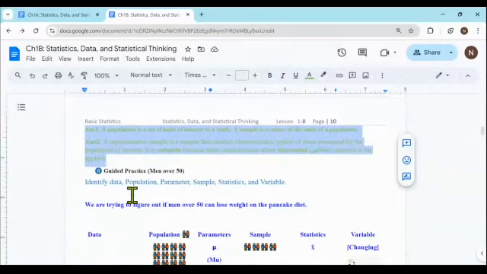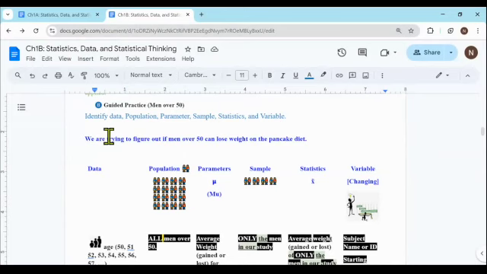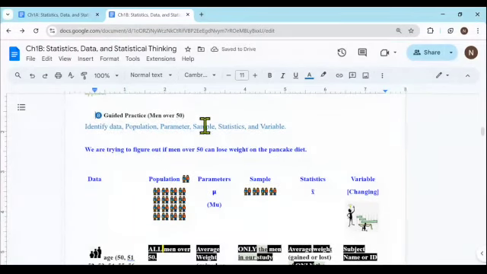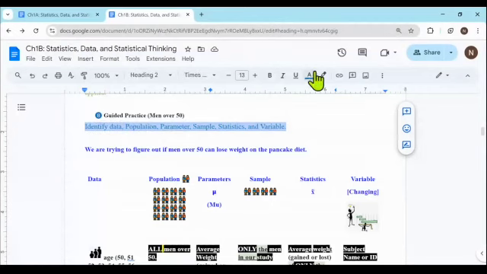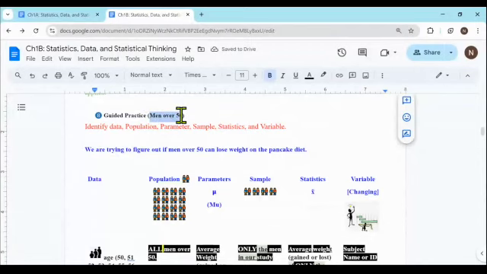Here is a guided practice. Let's start now. Here it says identify data, population, parameters, sample, statistics, and variable. This one is for men over 50. We are trying to figure out if men over 50 can lose weight on a pancake diet. Can you explain this to me? Basically, they only eat pancakes. Can they still lose weight?